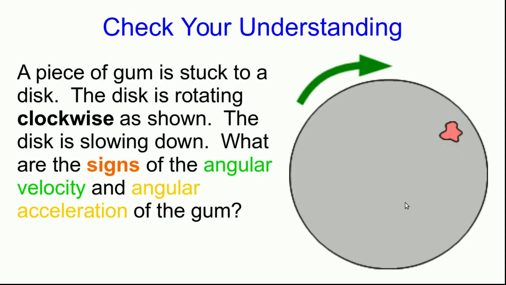Let's check your understanding. So here we have a piece of gum stuck to a disc, and the disc is rotating, as shown, clockwise. And at this moment, the disk is slowing down. So all I want you to do is figure out the signs, positive or negative, of the angular velocity and the angular acceleration of the gum.